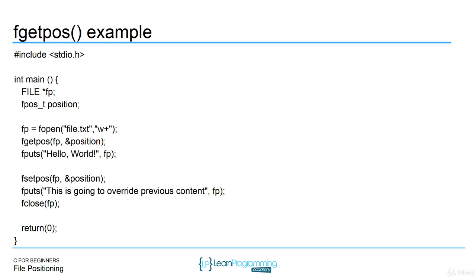So here we have our fpos_t type position. We open up our file and then we call fgetpos. In fgetpos, we're specifying where we want to move the pointer, where we're actually reading or writing in the file. Then we use fputs to write wherever we moved to. And then fsetpos is going to set specifically where we want to write to, and then write from wherever we want.